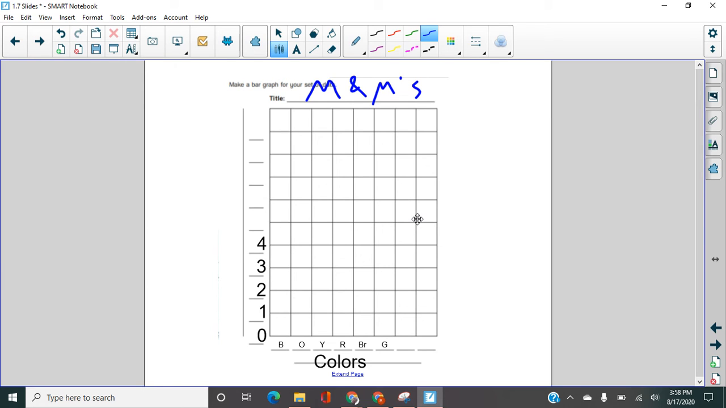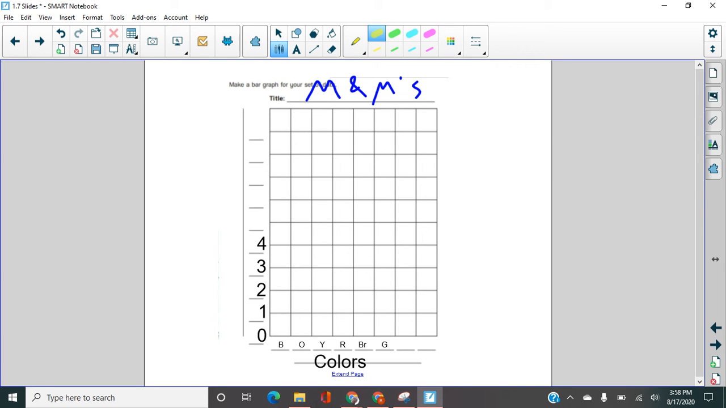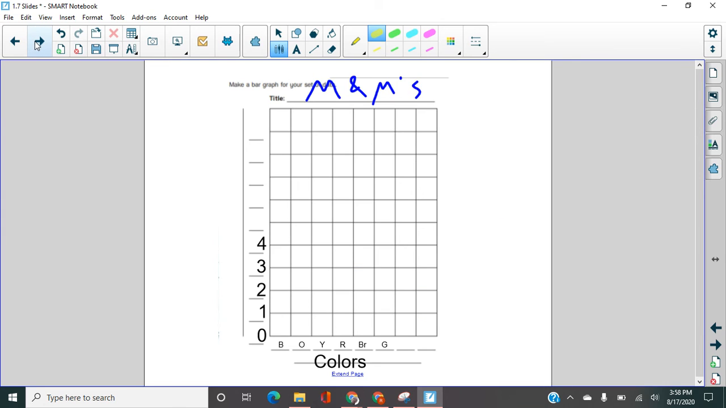So what do I do, of course, to fill this in? Well, what should I do? You tell me. Did you say fill up the bars here? I hope so. So now I just don't start coloring. I need to look at my data. So blue had three. So I can't really color really well. There we go. One. Oh, it's not too bad.